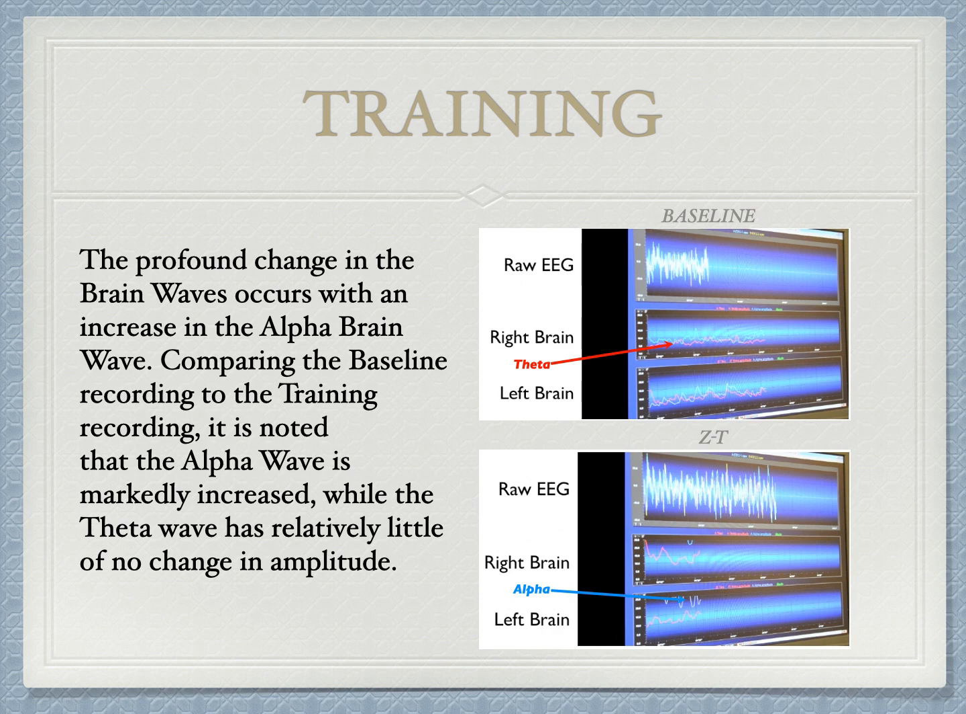The graph on top is the baseline showing the theta waves in red and the alpha waves in blue for both the right and left hemispheres. The top graph is the baseline and the bottom is during the actual training. As can be noted by looking at the waves of the left brain during training, the alpha brain goes off the scale as compared to baseline. This, in effect, is what stimulates the hypothalamus.